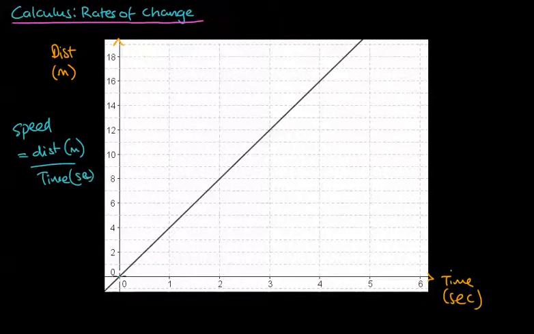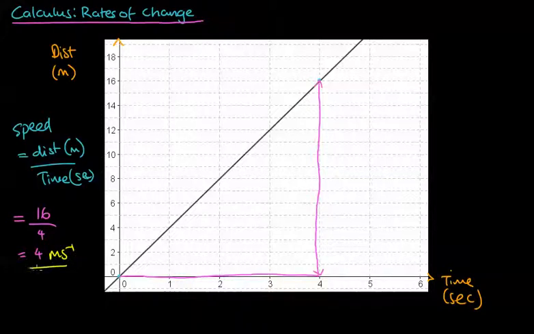At time 0, it's 0 meters away, and at time 4 it is 16 meters away from this particular object. So the distance travelled is from 0 to 16, and the time it's taken is 4 seconds. If we divide those two, distance divided by time, we get 4, and that will be 4 meters per second, and that's the speed. And the speed is constant.